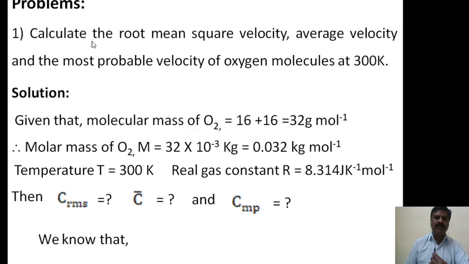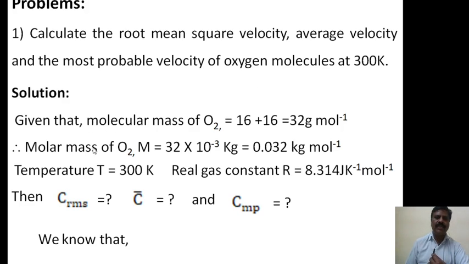The first one is that we have to solve some problems. I will take two problems for solving purposes in this session. The first problem is to calculate the root mean square velocity, average velocity, and most probable velocity of oxygen molecules at 300 Kelvin. Now, the solution for this.